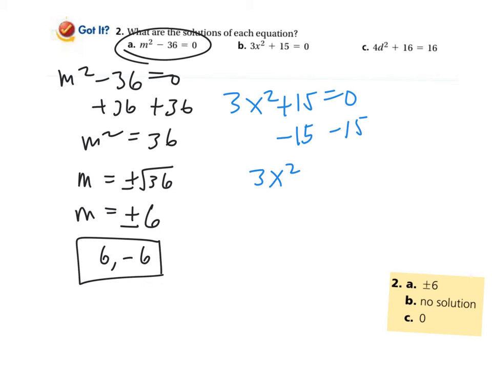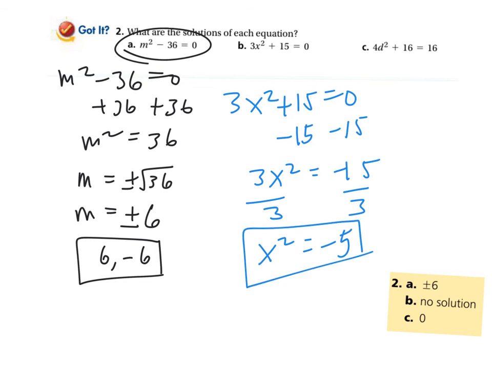3x squared equals negative 15. Divide off the 3. X squared equals negative 5. Now here's the thing. This one has no real solutions. You can't say it's plus and minus square root of 5, because there is no way to, again, with real numbers, get the square root of a negative number. Plug it in your calculator, you get an error, that sort of thing.